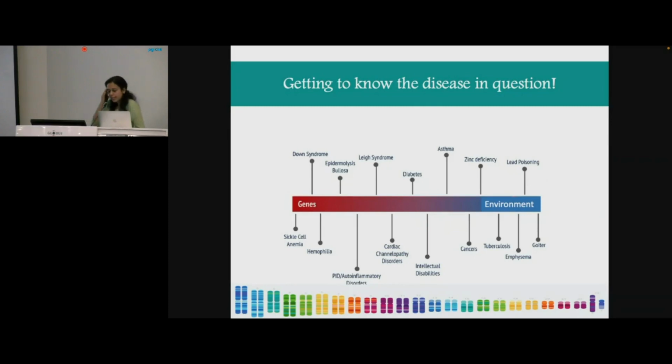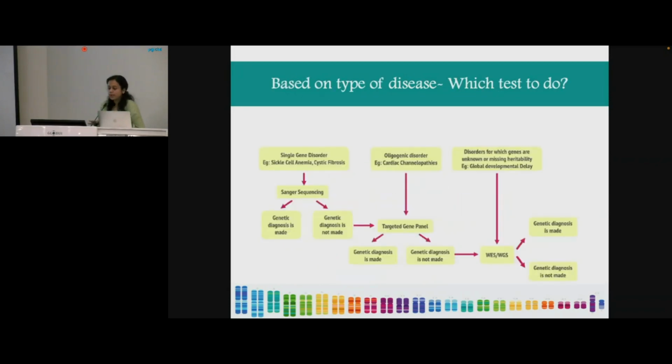Now, in order to decide which test we are going to order, knowing the disease in question is very important. Once you have identified the type of disease, you can use this approach for choosing the appropriate genetic test. If you're suspecting a monogenic disorder, you need to see the size of the gene, or if you're thinking of sickle cell or cystic fibrosis, Sanger sequencing is the answer. If it is negative, then you need to go for higher testing. If you're suspecting oligogenic disorders like cardiac channelopathies, you can go for the targeted gene panel. It will give you the result very well. If it is negative, then you can think about the other higher tests.